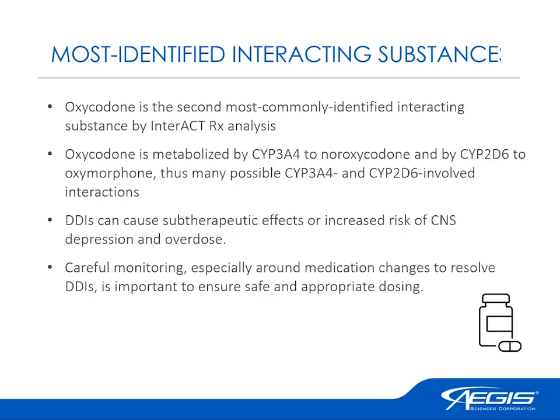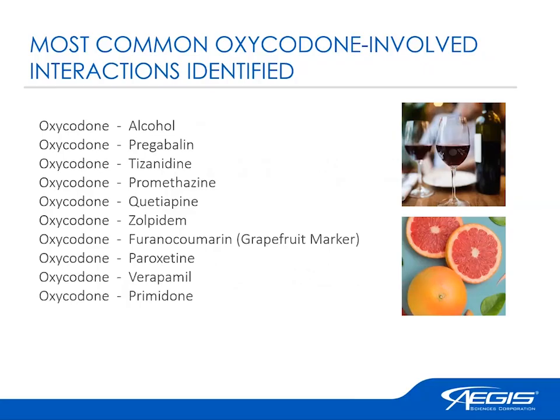Identification of drug interactions with pain medications is important, not only for resolution of the interaction and improved medication safety and efficacy, but also to ensure that the prescribed dose of the pain medication continues to be appropriate. Careful monitoring, especially around medication changes to resolve DDIs, is important to ensure safe and appropriate dosing. The most commonly identified oxycodone-involved DDIs with over 100 occurrences of each of these interactions are listed here.